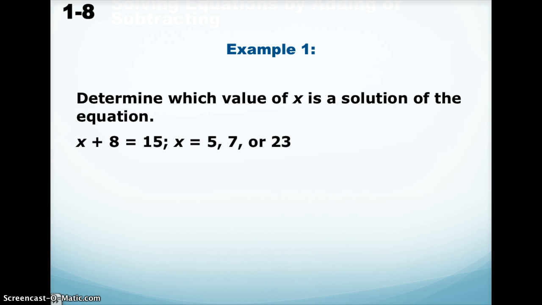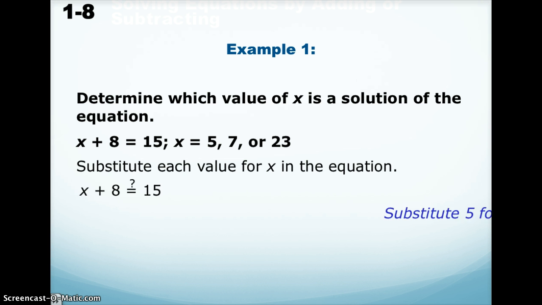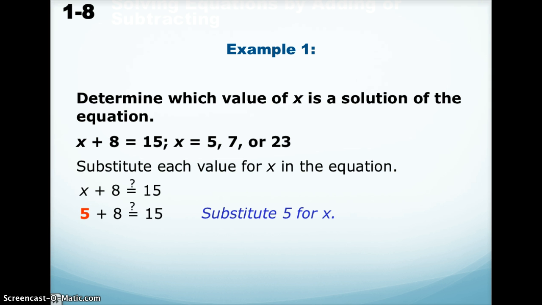Example 1. First, determine which value of x is the solution of the equation. So we have x plus 8 equals 15, and they're giving us three values: x equals 5, 7, or 23. To figure out which one's a solution, it would be whatever number works when you plug it in for x that equals 15 when 8 is added to it. So let's start with 5. If we substitute 5 in, 5 plus 8 equals 13, which is not the same as 15. So 5 is not a solution.